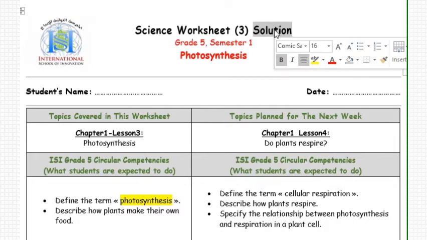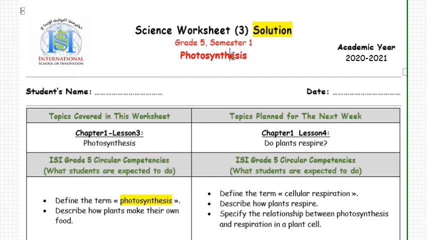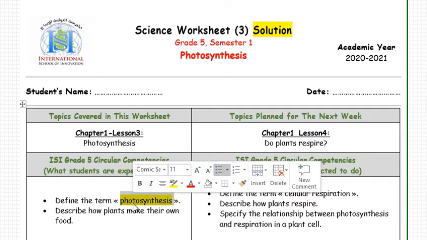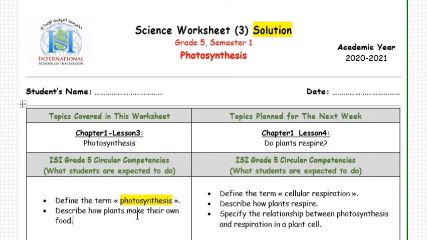Solution of the third science worksheet, talking about photosynthesis. Photosynthesis is the food making process that happens in green plants. How plants make their own food: plants collect different things needed for photosynthesis from their environment. They take water from the soil, carbon dioxide from the air, and sunlight energy. They put them together to cook and make their food, which is a kind of sugar.